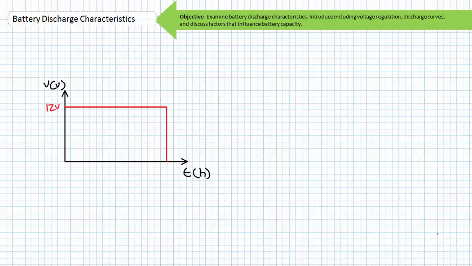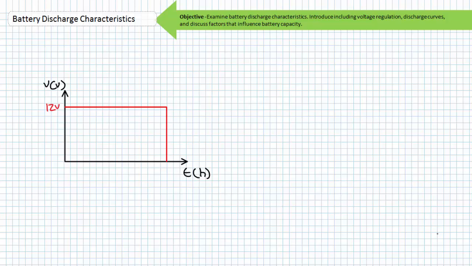I'm your instructor Jim Pytel, and today's topic of discussion is battery discharge characteristics. Our objective today is to discuss battery discharge characteristics. We'll examine voltage regulation, discharge curves, and discuss factors that influence battery capacity.